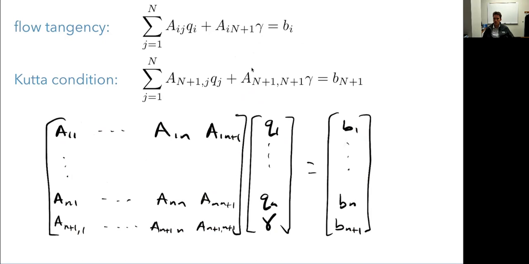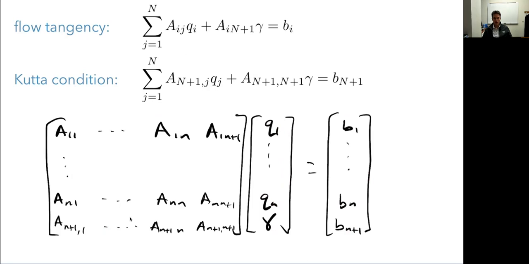So now I just have a linear system of equations, right? AX equals B, right? So I can just solve that and directly figure out all my source strengths and circulation strength that satisfies my problem, right? It satisfies flow tangency and satisfies the cutter condition.